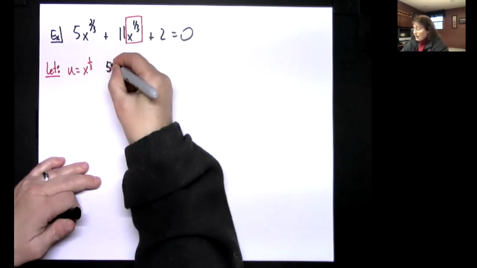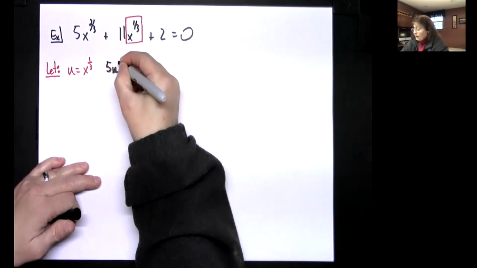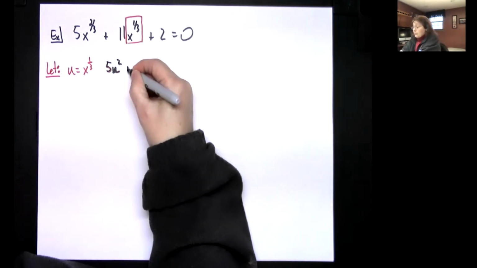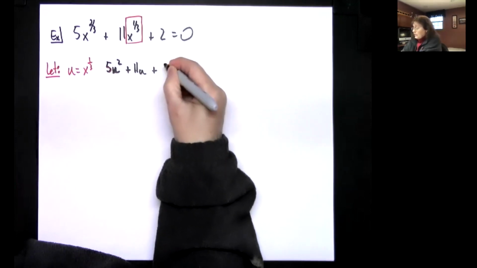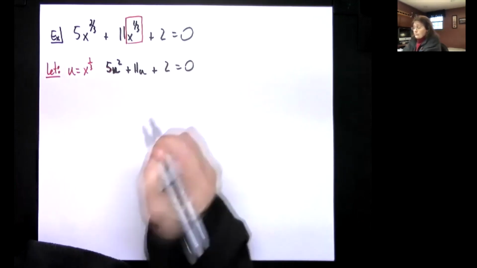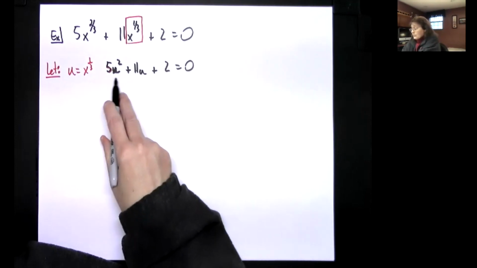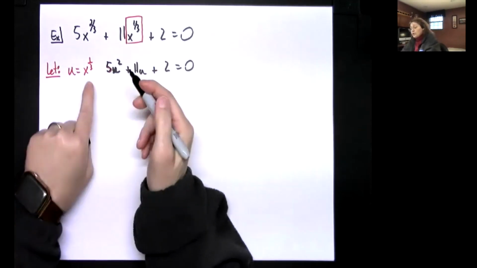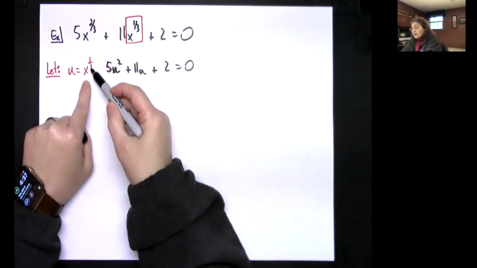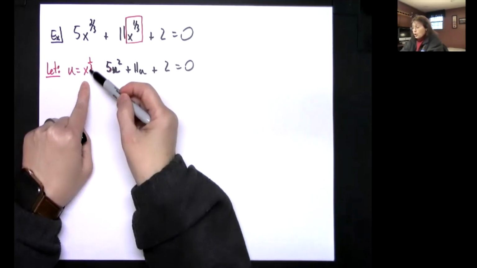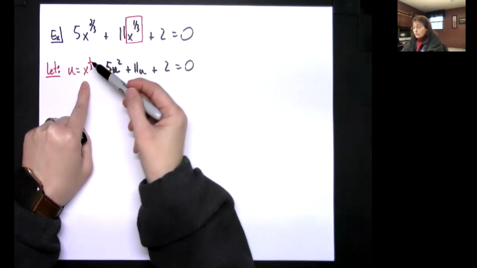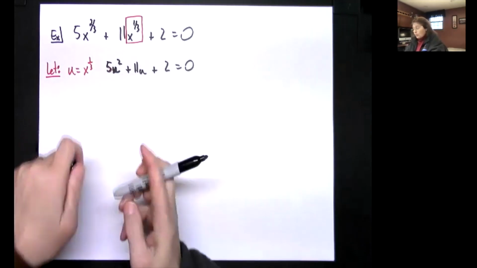It's going to be 5u squared, and then keep the 11, replace that with my u there, and then I'll have the 2. So for this first term, if you wanted to show it, we could take this x to the 1/3 power and square it, because this would be squaring u, and then I would have x to the 2/3. So this does all multiply and work out.